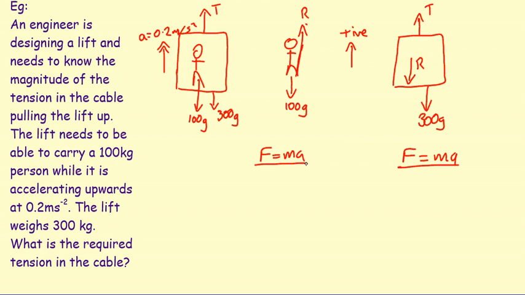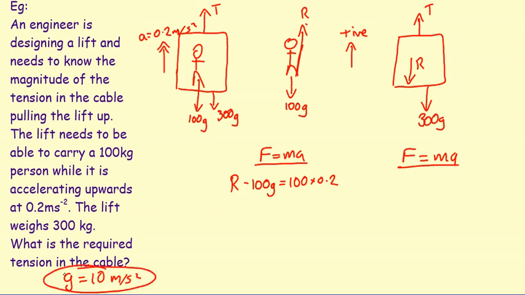Okay, so F equals ma. Here we're going to have R is positive, 100 G is going downwards, so that's negative, equals a mass of 100, acceleration is 0.2. Now here I'm going to take G to be 10 meters per second squared.